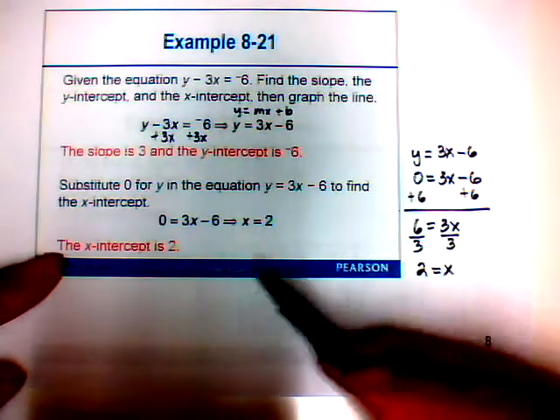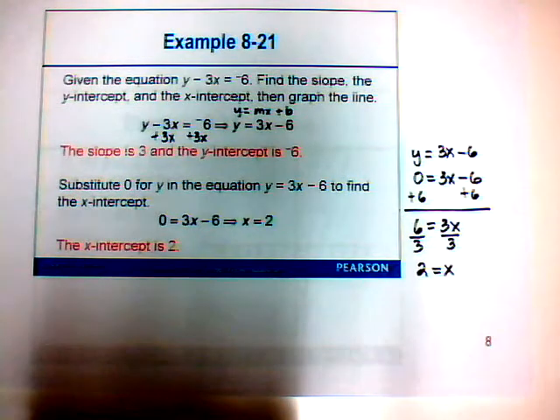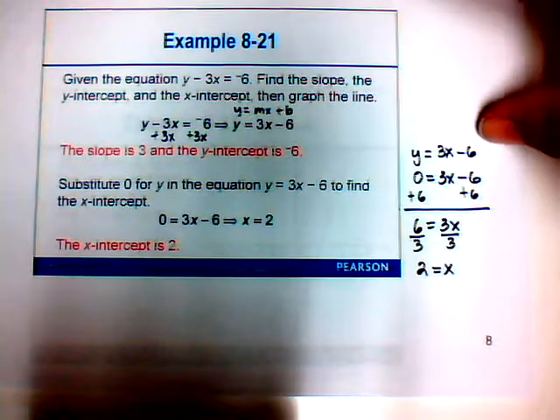So that means that your x-intercept will be 2, meaning that the graph of this linear equation will be crossing the x-axis at 2.